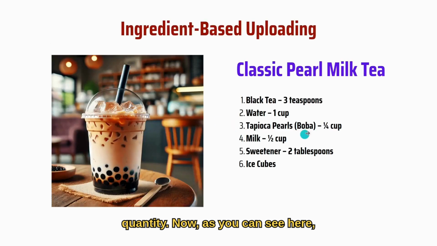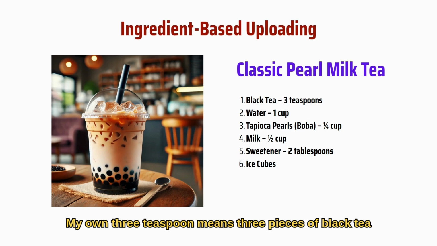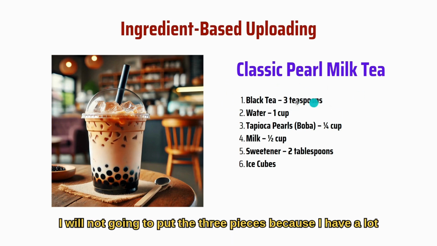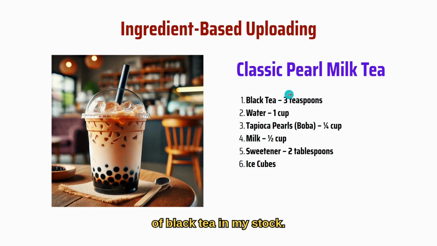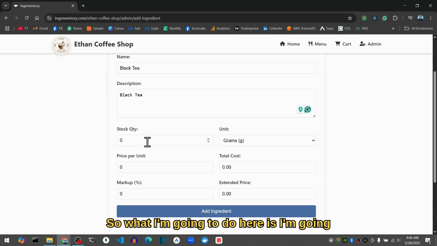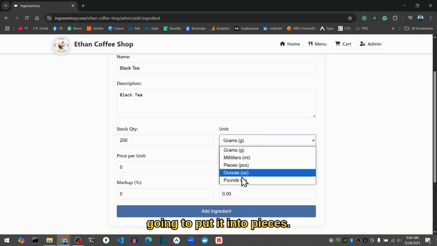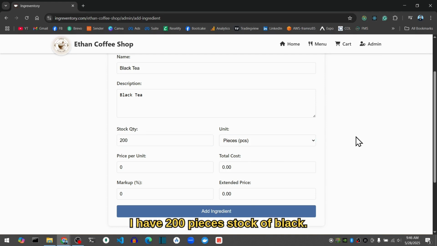Now as you can see here, it is in teaspoon, right? But I'd rather put it into pieces, all right? Because as I understand on my own, 3 teaspoon means 3 pieces of black tea. But take note, I'm not going to put the 3 pieces because I have a lot of black tea in my stock. So what I'm going to do here is put in the quantity the actual number of stocks I have in my business. So for example, I have 200 teaspoon, or I will just put it into pieces. Okay, so pieces. I have 200 pieces stock of black tea, right?